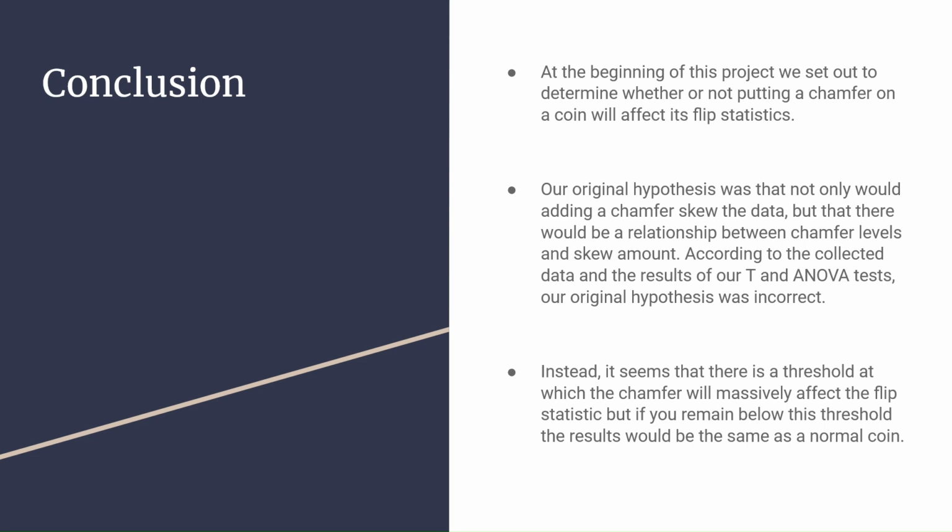Instead, it seems that there's a threshold at which our chamfer significantly affected the flip statistics. So if you remain below that threshold of 4 millimeters on our experimental mean, then there would be no effect on the original mean of the flip statistics.